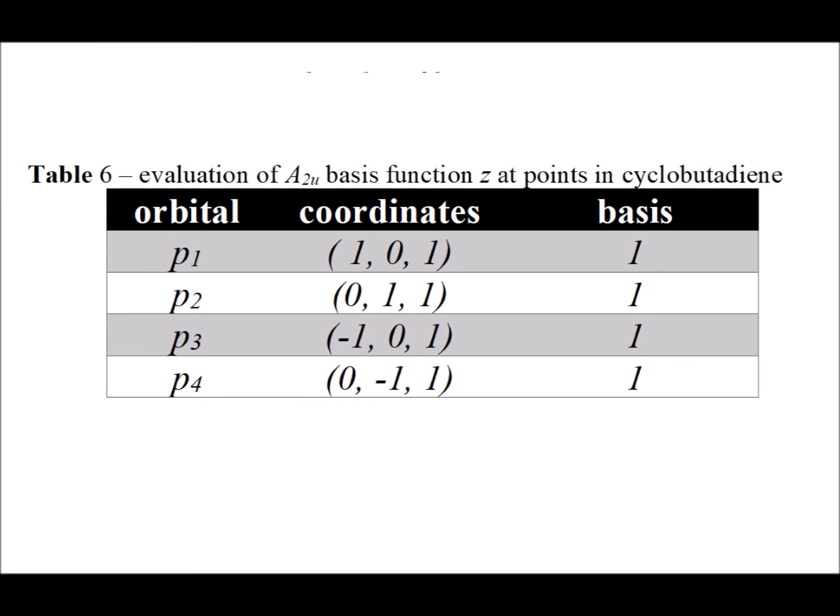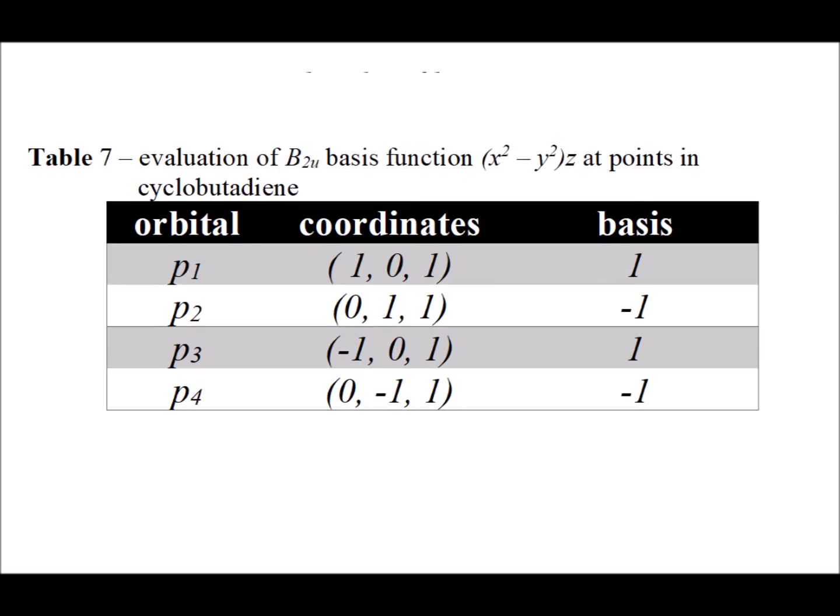Now we're going to evaluate each of those irreducible representations for pi bonding by evaluating the value of the basis function at those four different symmetry equivalent points. The values that we get are going to be the coefficients for a linear combination of those particular pz orbitals that span a particular irreducible representation. So the first one we do is for A2u, and we notice that each evaluates to be 1. So we're going to have a linear combination where all the coefficients are equal to 1.